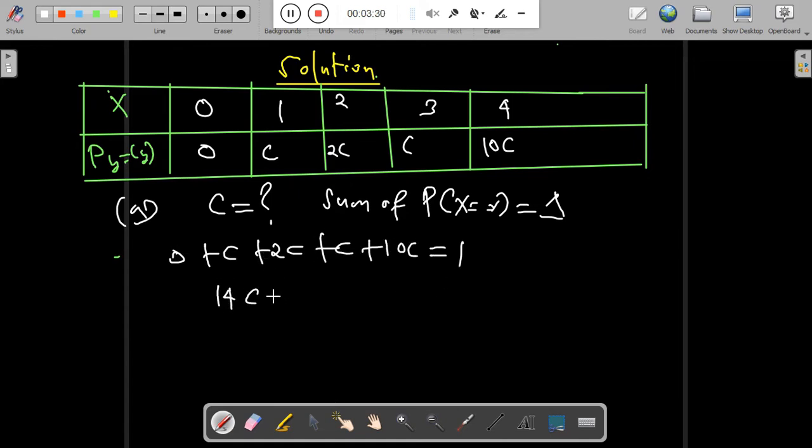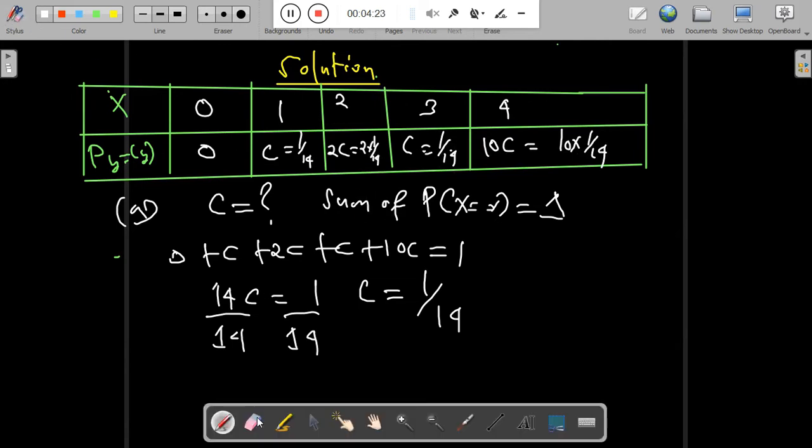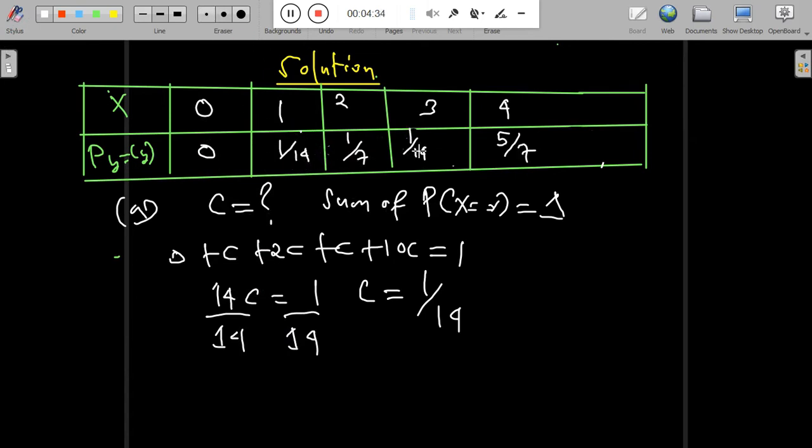So we take 0 plus c plus 2c plus c plus 10c is equal to 1, since the total of the probabilities is equal to 1 and does not exceed 1. So 14c is equal to 1. Dividing by 14 on both sides, we obtain the value of c, which is equal to 1 over 14. So our c will be equal to 1 over 14, and 2 times 1 over 14, and 10 times 1 over 14. Our table will appear in the new form like this. When we plug in the values, we obtain 1 over 14, 1 over 7, 1 over 14, and 5 over 7, as you can observe.